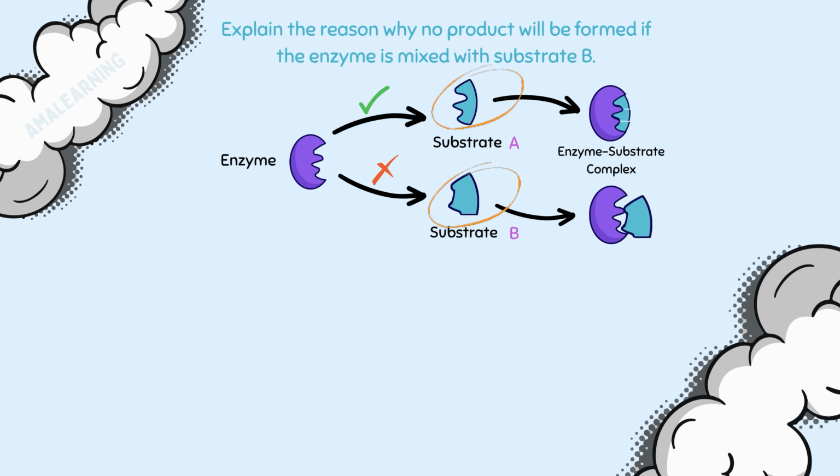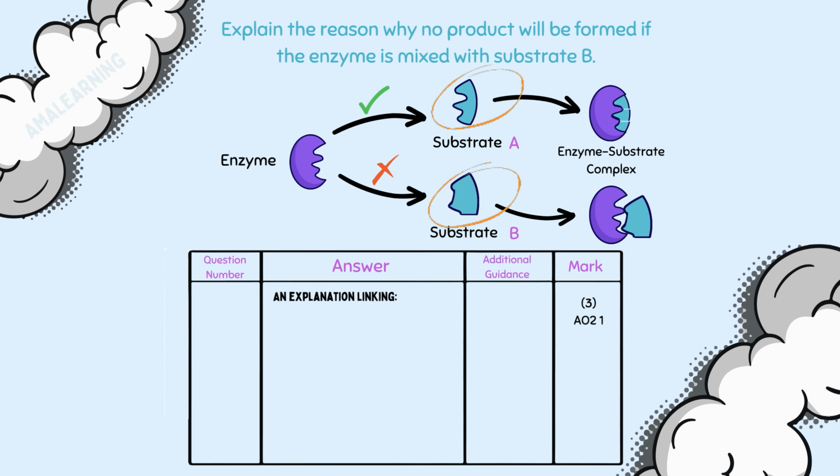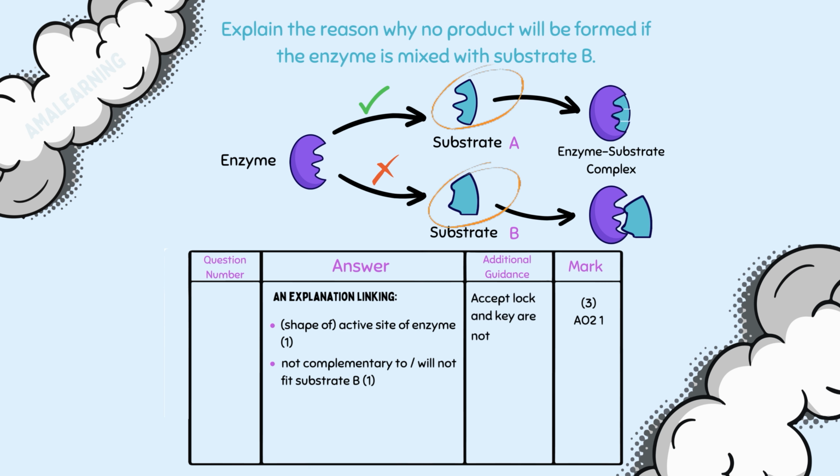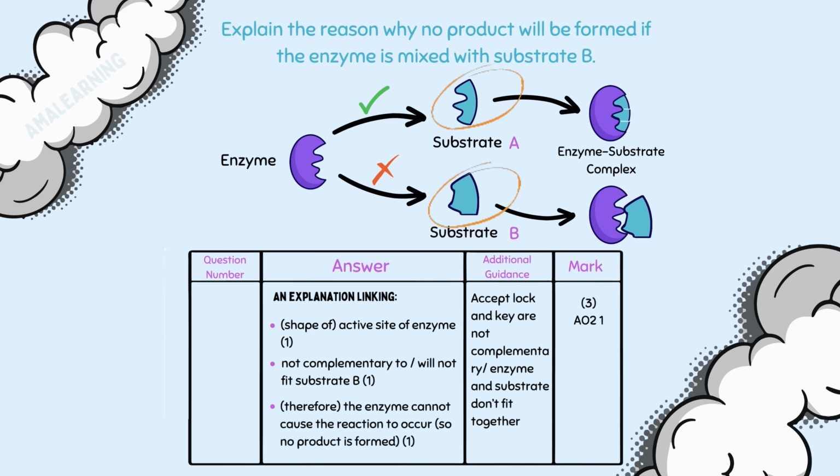Let us understand this alongside the mark scheme. In this question, you get first and second mark for stating that the active site of the enzyme will not fit substrate B. In other words, it is not complementary. The third and final mark for this question will be rewarded for stating that the enzyme cannot cause a reaction or catalyze the reaction.